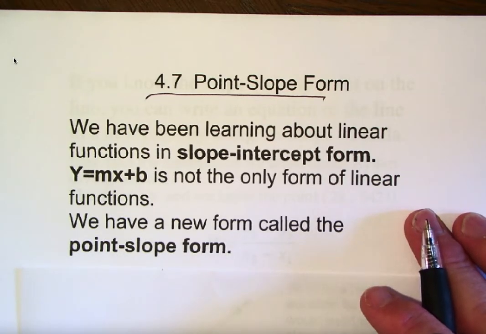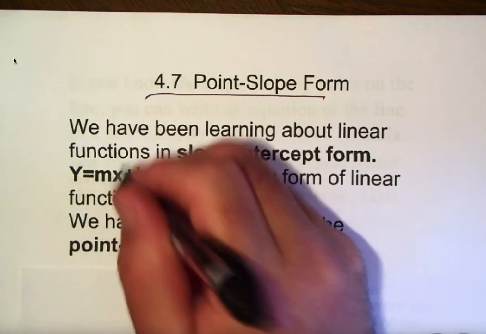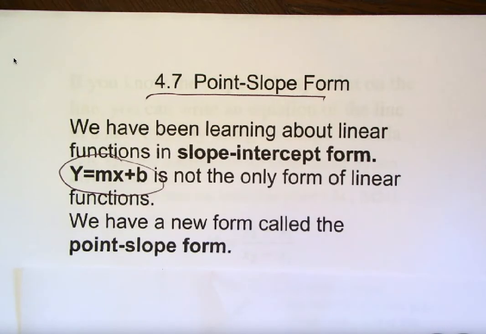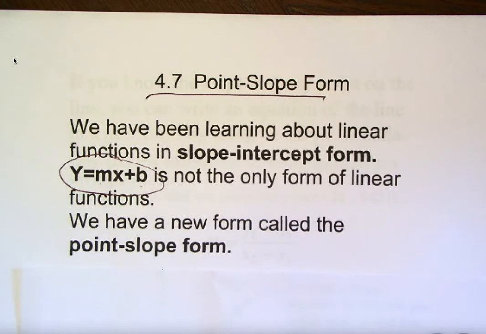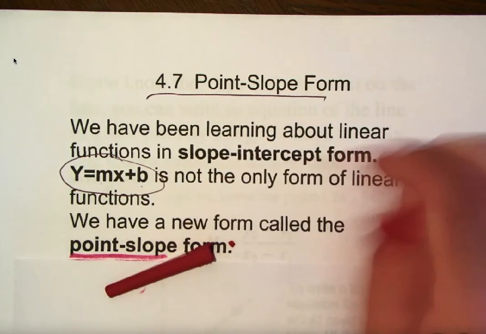But I bet you can figure this out. Since we call this the slope-intercept form, because we see the slope and the intercept, what do you think we're going to see in this new form, just based off its name? Well, duh, Mr. Moran, point and slope. Yup, you nailed it. Point and slope.